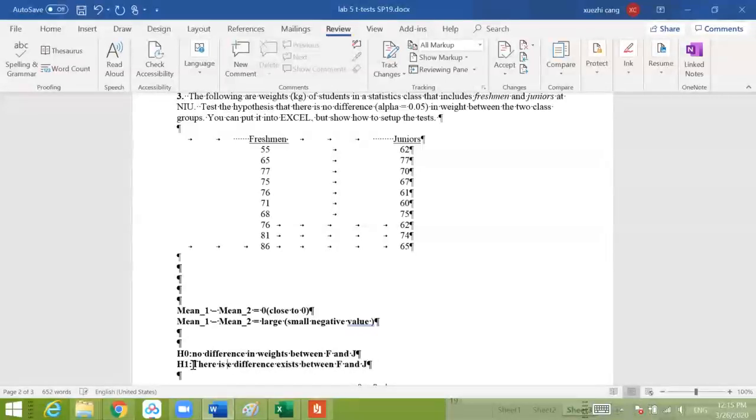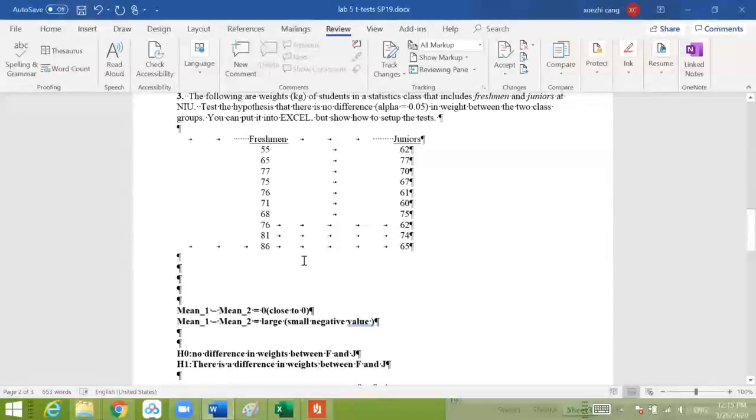There is a difference in weight. No difference in weight between. Okay, so this is our null hypothesis and alternative hypothesis.